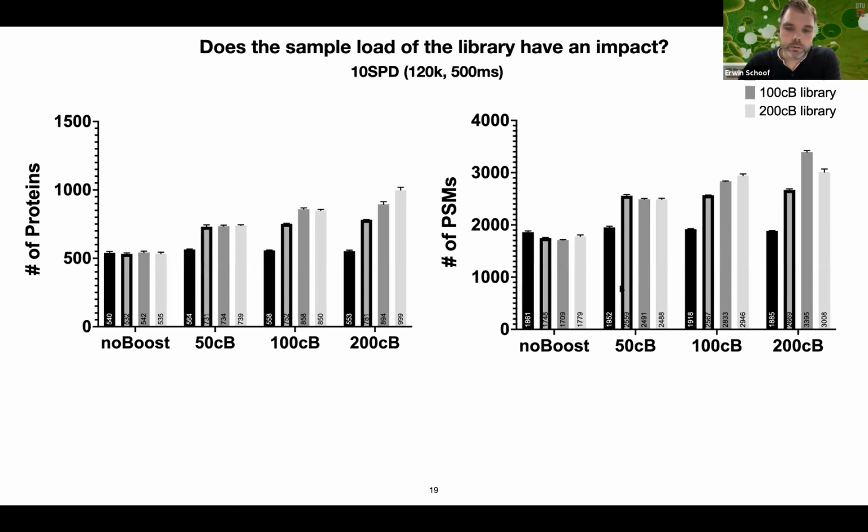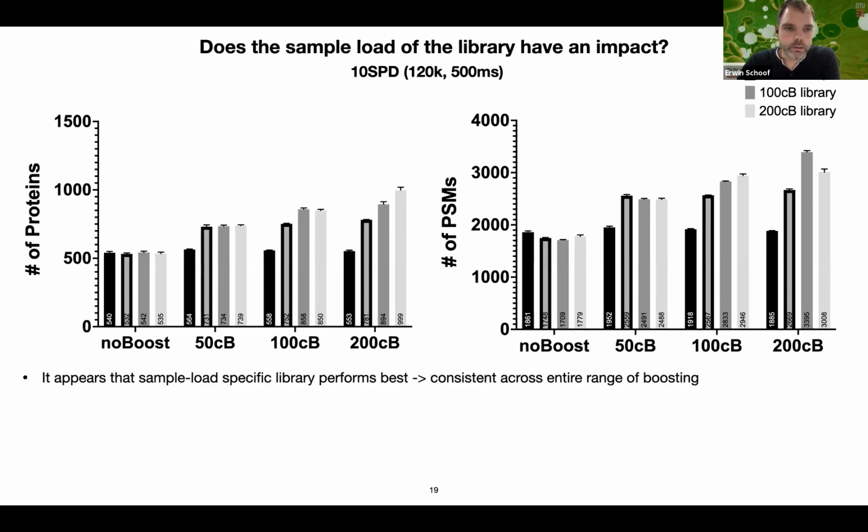So this was quite interesting to us because it does suggest that sample load specific library searching performs best and is consistent across the entire range of boosting. We came into this hoping that the 200-cell library would improve the booster-free setup a lot, but that doesn't seem to be the case when we do such a focused analysis.